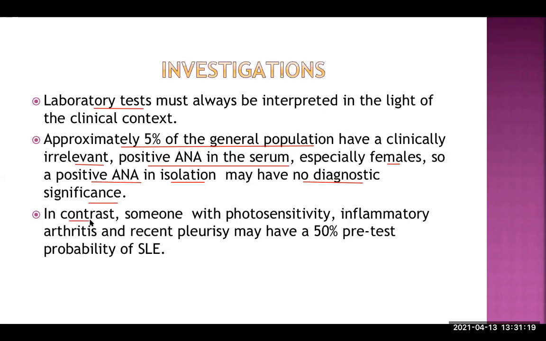In contrast, someone with photosensitivity, someone with inflammatory arthritis, or recent pleurisy or pleuritic chest pain may have a 50% pre-test probability of SLE. Already they are having multiple features of SLE. So on top of that, if ANA is present, then it gives us the diagnosis. This is the point.